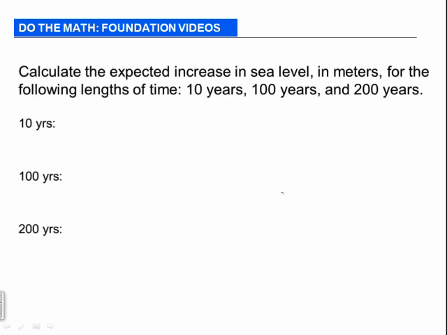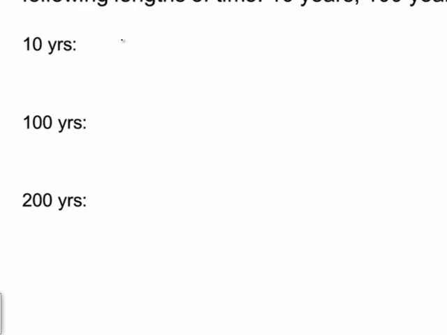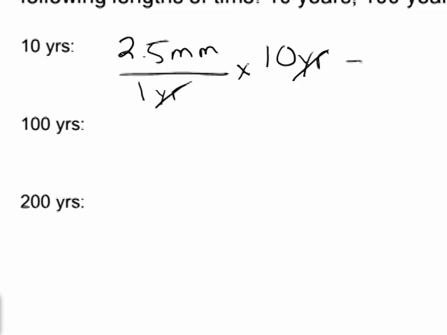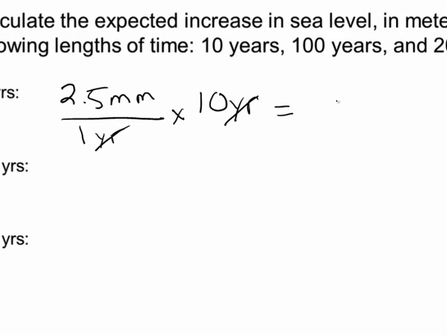So let's do the problem here. For 10 years, I know that you're going to take 2.5 millimeters in 1 year. That's the rate that they're going to increase. If you times that by 10 years, notice that the years cancel. And so if you take 10 times 2.5, I don't even need a calculator, that would be 25 millimeters.